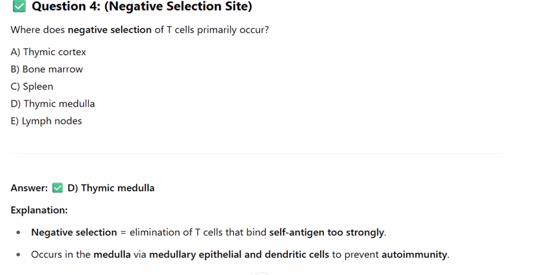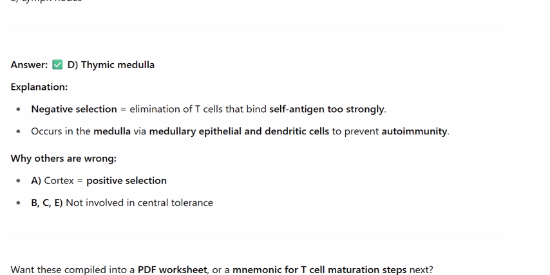Explanation. Negative selection is the elimination of T-cells that bind self-antigen too strongly. It occurs in the medulla via medullary epithelial and dendritic cells to prevent autoimmunity. Why others are wrong? A. Cortex is for positive selection. B, C, E are not involved in central tolerance.